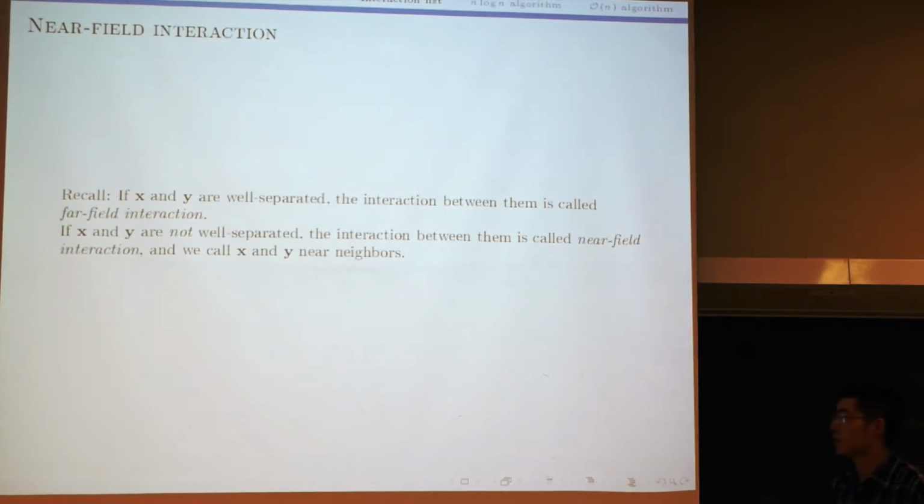We know how to compute the far-field interaction. What if two sets of points are next to each other? For example, two neighboring subintervals at leaf level. How do we compute it? Here is the definition of near-field interaction and correspondingly the near neighbors.